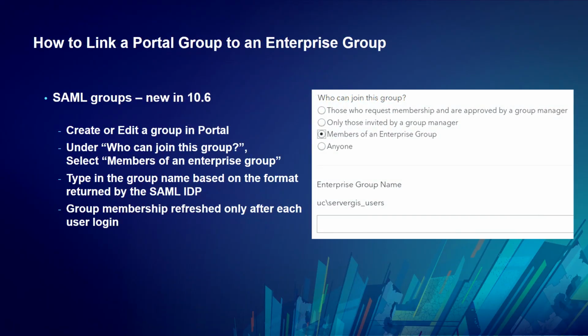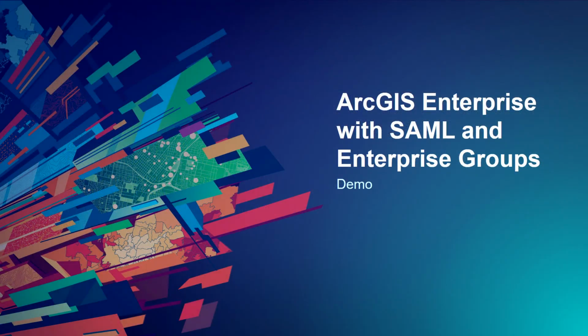So how do you link a Portal group to an enterprise group? When you create a group, if you've configured your ArcGIS portal to use enterprise groups, you'll have an option up here when you create a new Portal group under who can join this group. You've got the option members of an enterprise group, and then within that you'll have to type in the domain and the group name. It's not case sensitive, but you do need to type it in. You can't do a search for it. Now, I'm going to show you this right now.